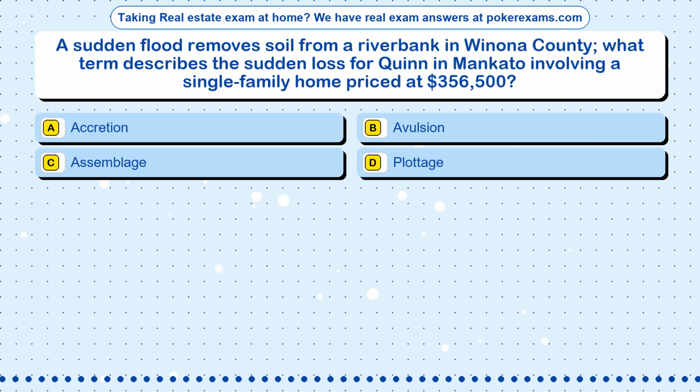Question 62. A sudden flood removes soil from a riverbank in Winona County. What term describes the sudden loss for Quinn in Mankato involving a single-family home priced at $356,500? Option A. Accretion. Option B. Divulsion. Option C. Assemblage. Option D. Plottage.